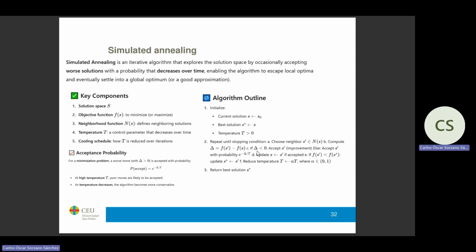And if it is accepted, then you update your current state. If it is the best solution, then you update your track of the best solution, and then you decrease your temperature. You multiply your temperature by 0.9999, so it will very slowly go to zero. Okay. Any questions? Other questions? No?